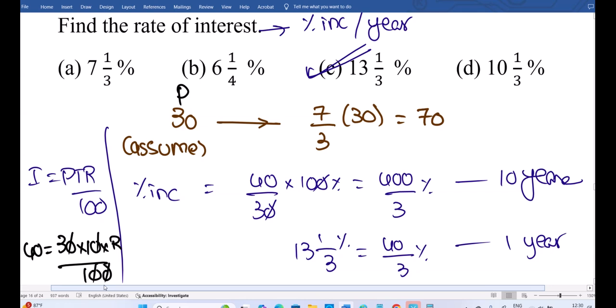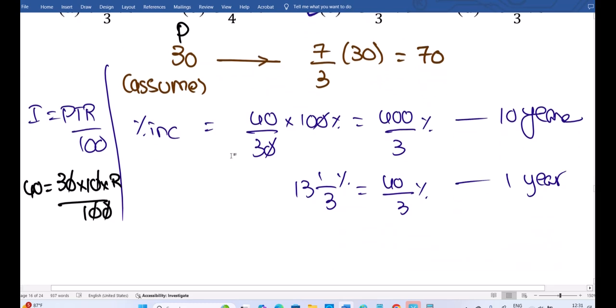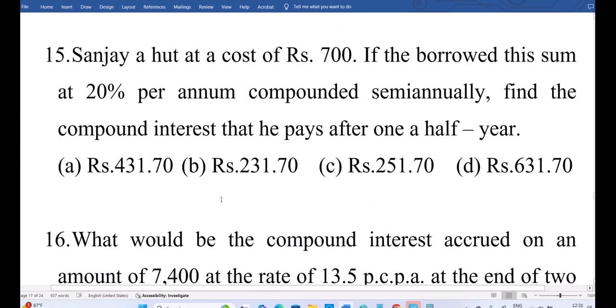As I am discussing percentages, profit and loss, and we are entering into simple interest and compound interest, I am connecting to those. If you learn profit and loss properly, if you learn percentages properly, simple interest and compound interest you can do easily. Understand this question? 7 by 3 times. Next one.